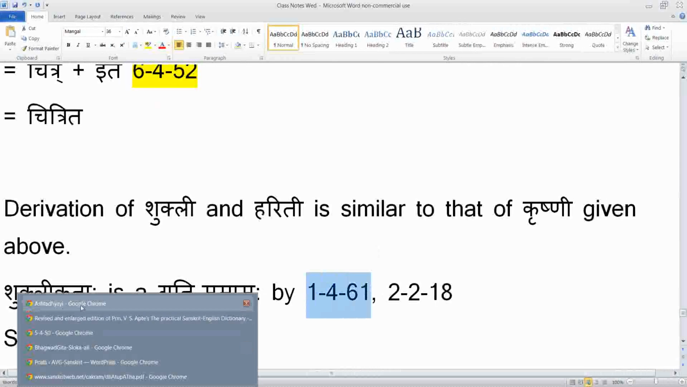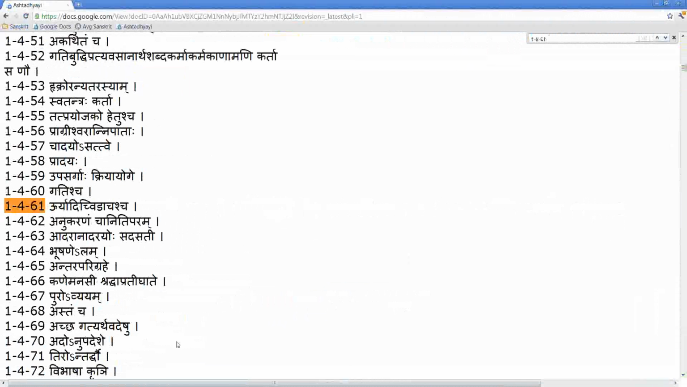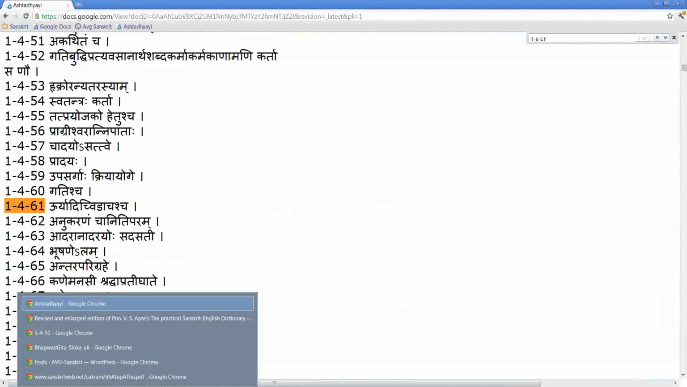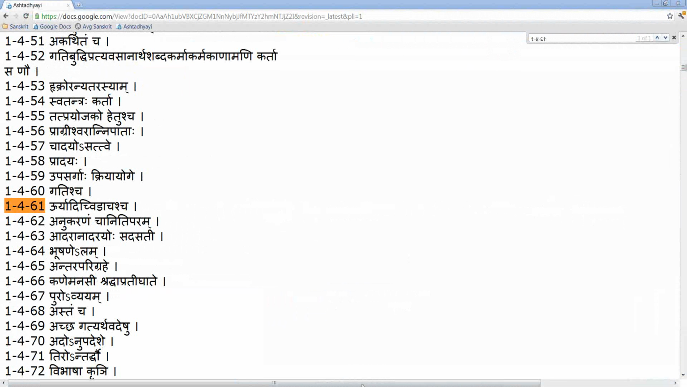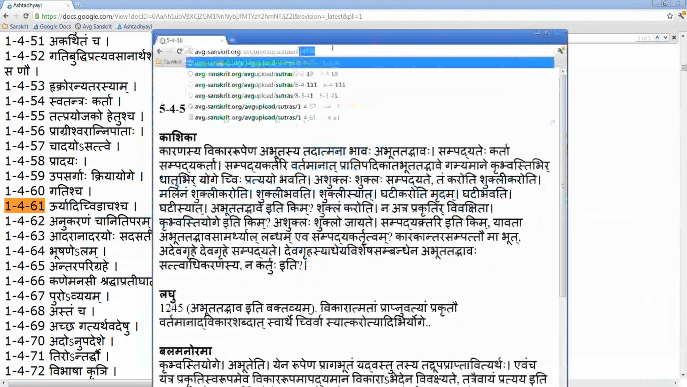Uryadi Chvida Chascha. We get the Gati Sanya for the Chviyantam. Uryadi Chvida. We need that. Then only we can use the Kugati Pradeha, because we cannot use Kugati Pradeha unless something has the Gati Sanya. So the Gati Samasa can only be formed after that.